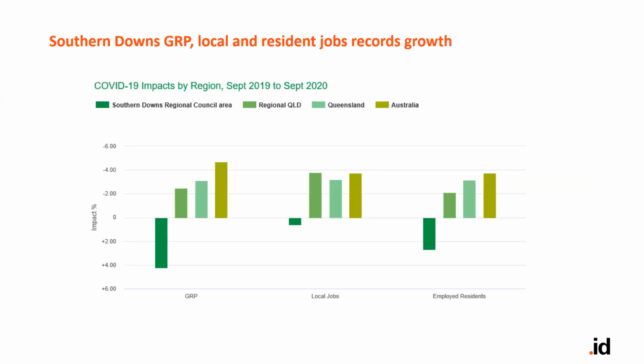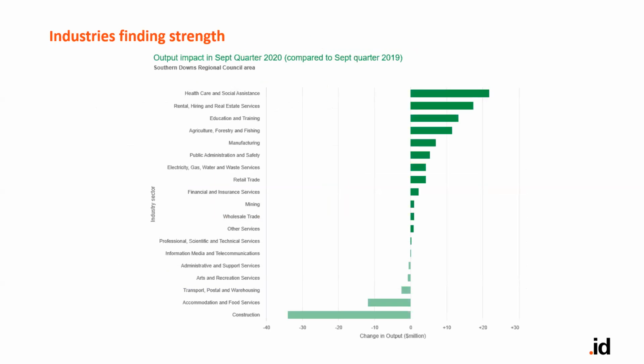Yep. So this is just a graphic of where you guys sit compared to regional Queensland, Queensland, Australia. And this is almost flipped on its head because most councils, most local government areas see a negative impact, whereas we've got the positive on the bottom rather than the top. So you can see here that Southern Downs is actually in a positive position across the board compared to the negatives of regional Queensland, Queensland and Australia. And the industries that are finding strength: healthcare and social assistance, rental, hiring, real estate, education, training, ag, forestry, fishing, manufacturing, right down to professional, scientific and tech services.